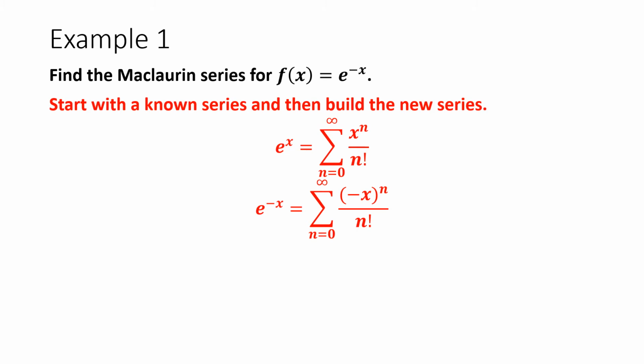Technically, at this point, I'm done. But I like for every base to have its own exponent, so I'm going to rewrite that as the summation of negative 1 to the n, x to the n over n factorial.